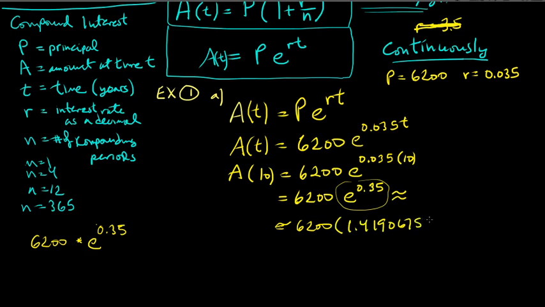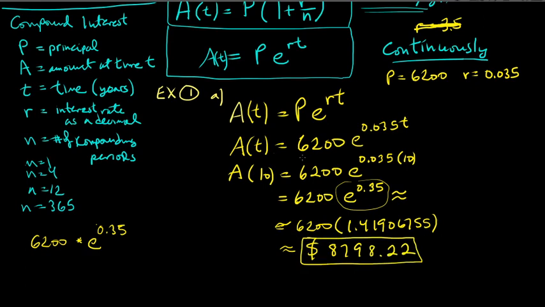So this is 6,200 approximately times 1.4190675, and so on. All right, so it's that. And then when you multiply by 6,200, you get, in dollars now, $8,798.22. You could put in 21 cents, but you should round up to 22 cents.